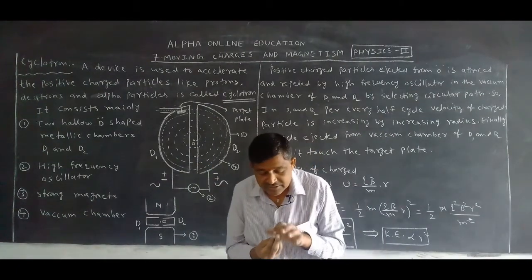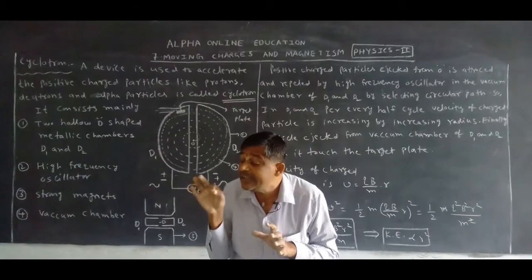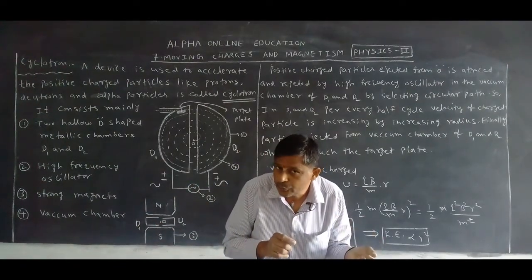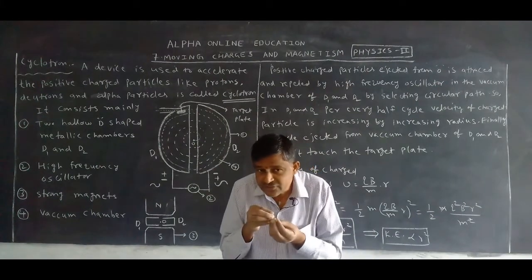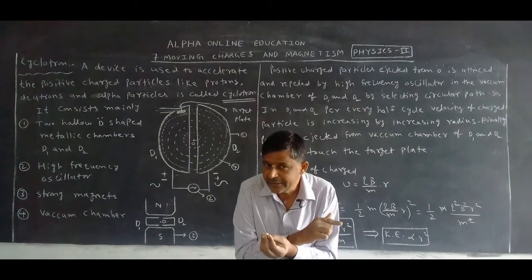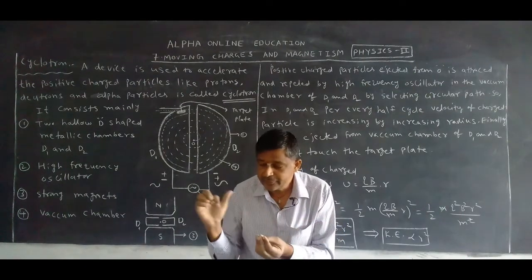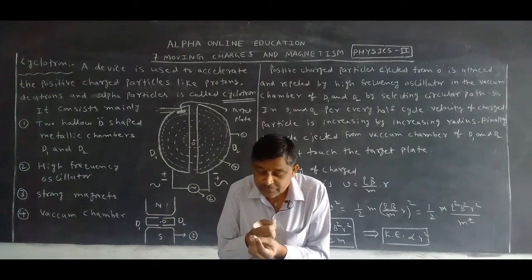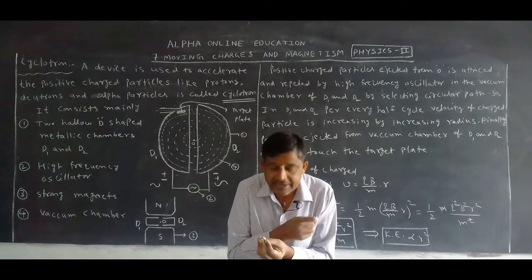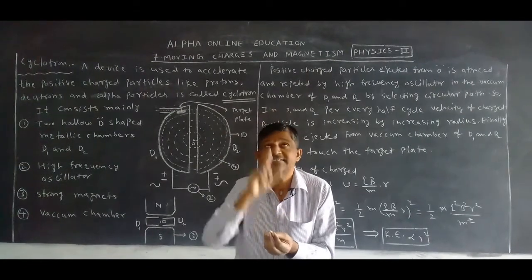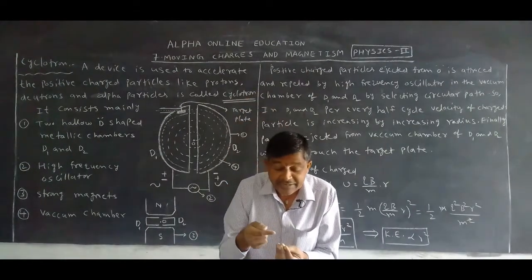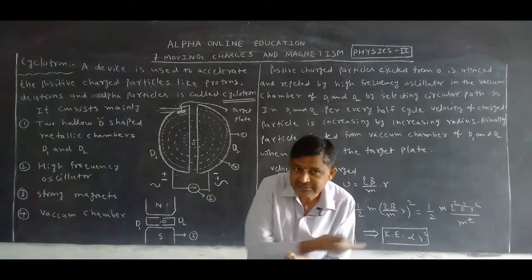Positive charge. This positive charge is repelled by D1 but attracted by D2. Initially the positive charged particle is repelled by D1, attracted by D2. Why? Here negative half, here positive half. That's why the charged particle enters on this side. Here the strong magnets give the magnetic field. How is the magnetic field? Perpendicular to the path of the charged particle.